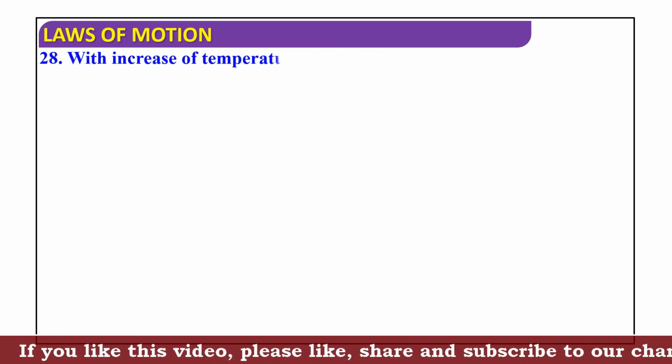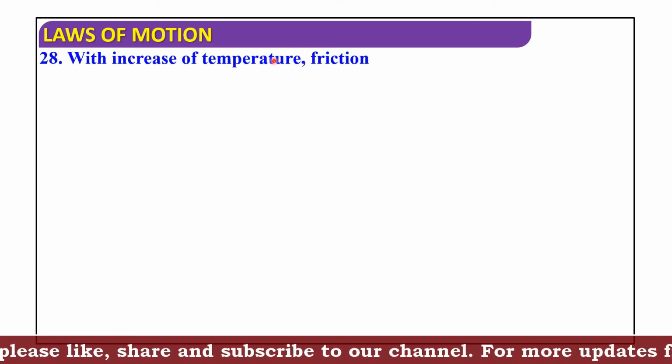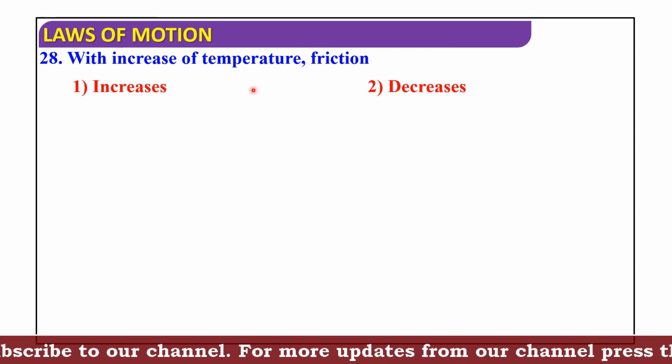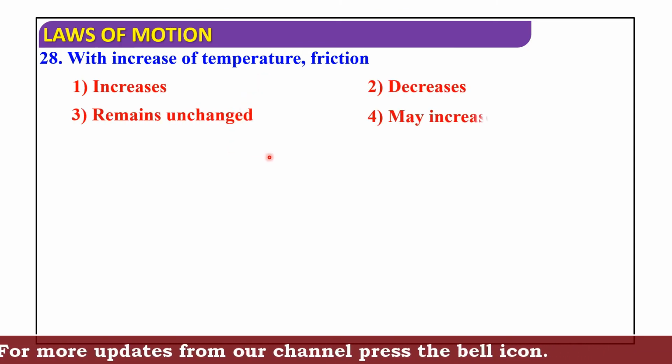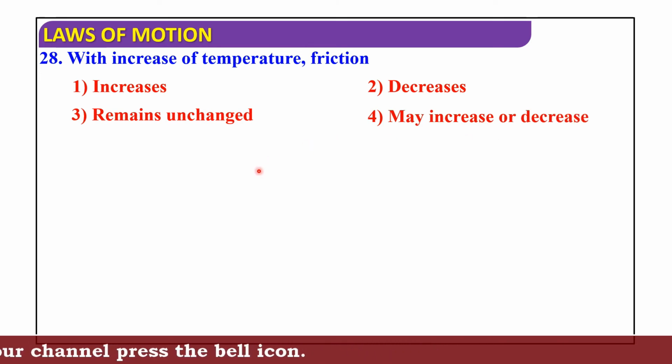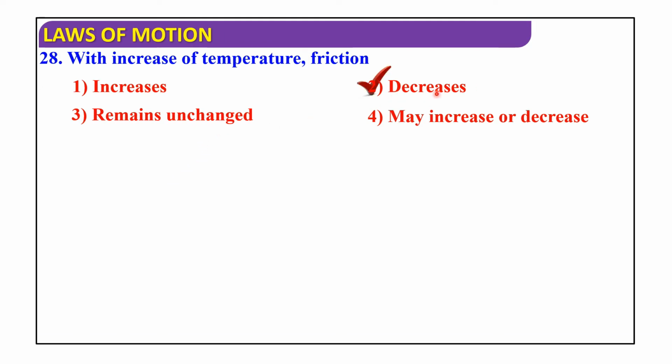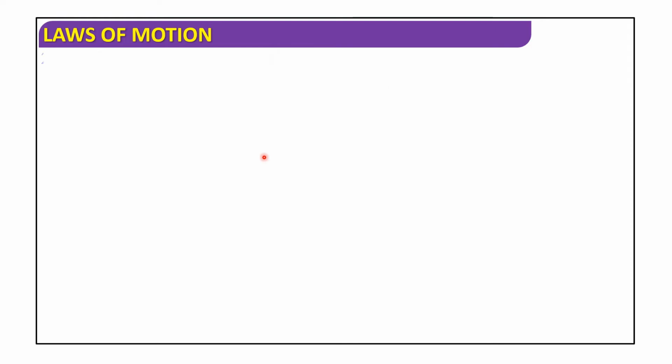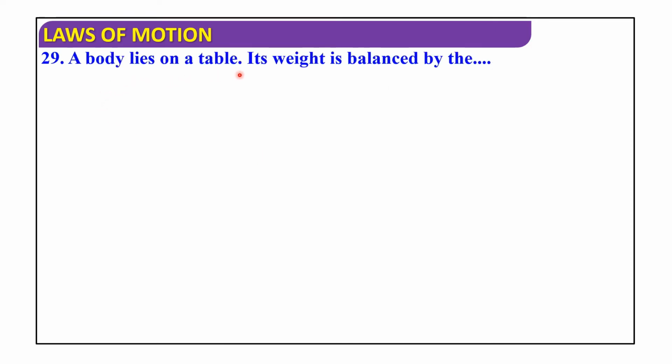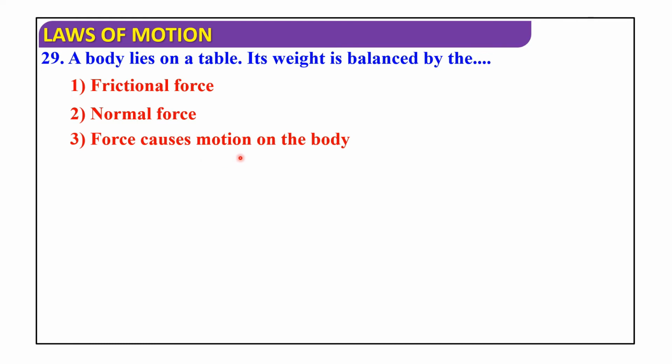Next, with the increase of temperature, friction increases, decreases, remains unchanged, may increase or decrease. So, if you increase the temperature, friction decreases. So, with the increase of temperature, friction will decrease. Next, a body lies on a table. Its weight is balanced by the frictional force, normal force, force causing motion on the body, surface of the table.